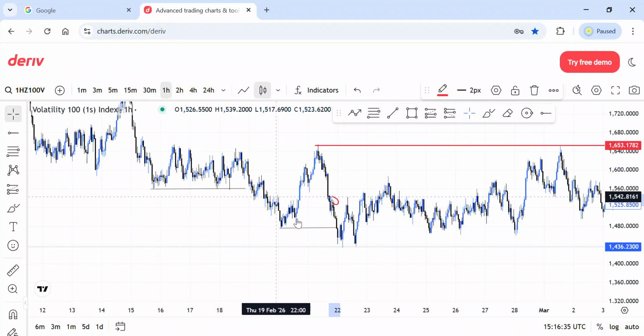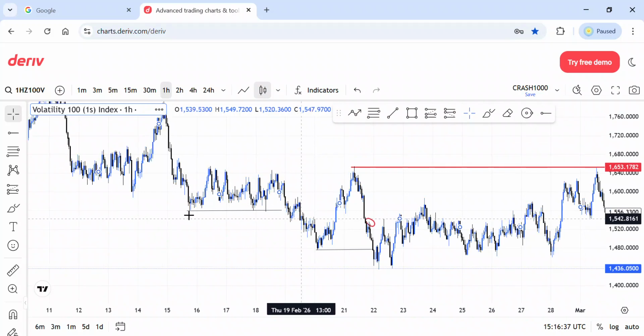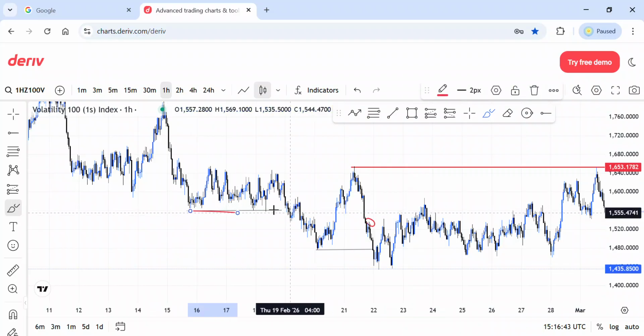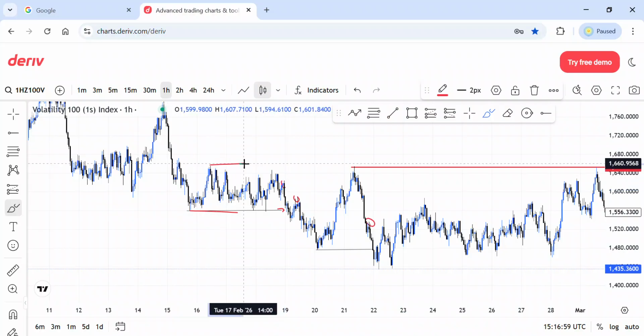So now, as you can see, if we analyze this one too, you can see that here we have a BOS to the downside. This is the leg that market broke to the downside. So now, where is our liquidity? This is a liquidity, this is a liquidity too. This was the high that market must not break. This one here was the high. As you can see, market was unable to break it too.